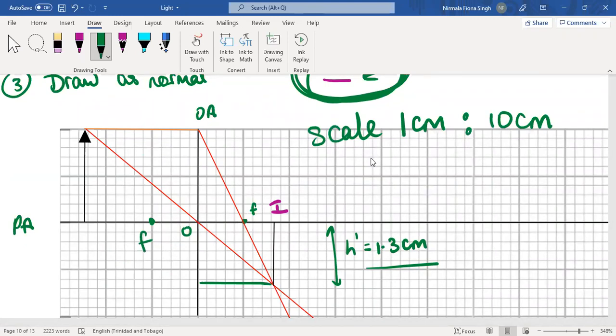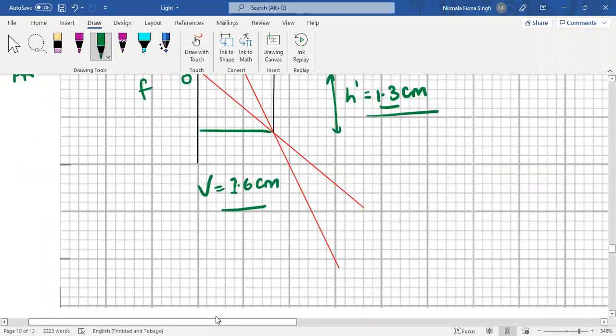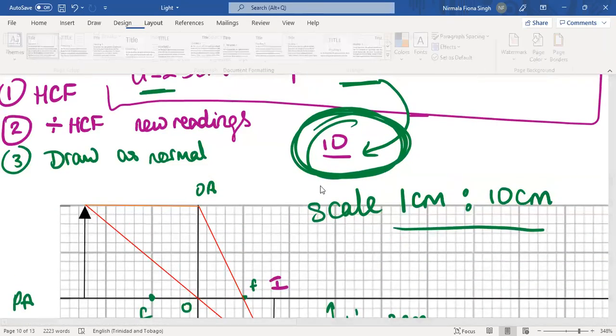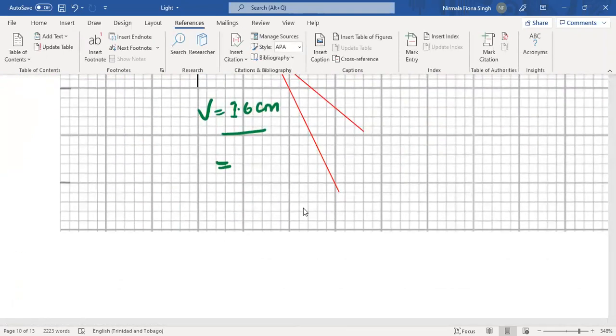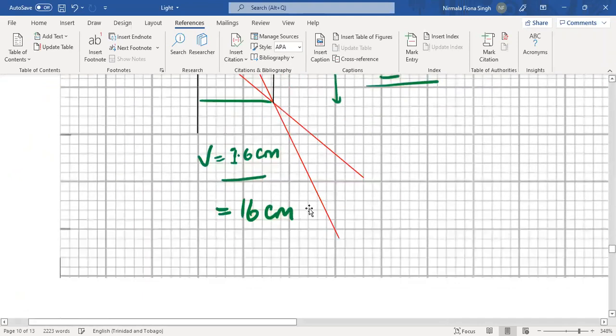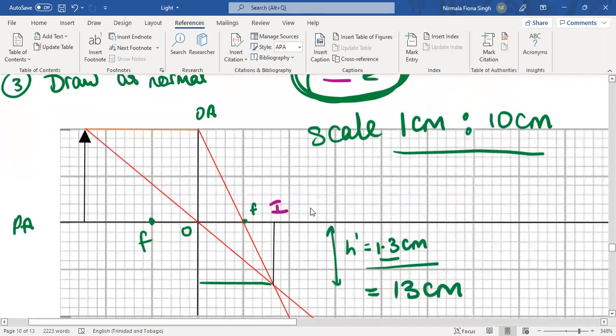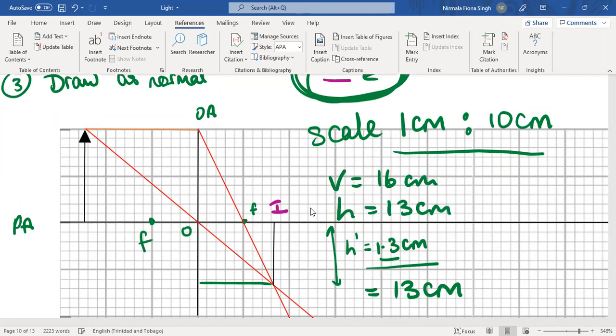That means we have to now go and multiply each of these values by 10 to see what it actually is. So since our scale value is 10, each centimeter means 10 centimeters. So 1.6 centimeters will be 16 cm. And 1.3 centimeters will actually be 13 centimeters. So if you have to work out this question, you can now say that V is equal to 16 cm. H is equal to 13 cm. You can now go and work out your M, and we could describe the nature of this image.